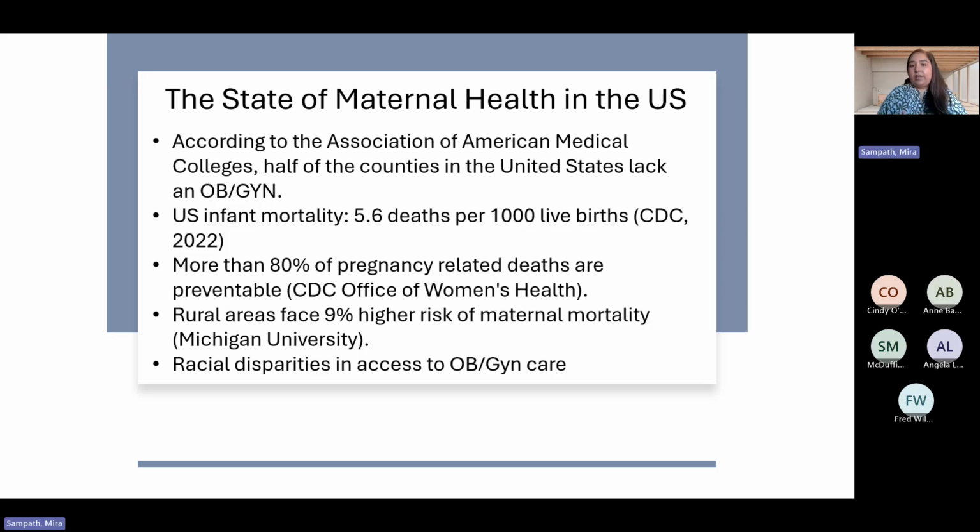To start off, we wanted to give a brief overview of what the state of maternal health looks like in the US. According to the Association of American Medical Colleges, half of the counties in the United States lack an OBGYN. Infant mortality is fairly high, 5.6 deaths per 1,000 live births, according to the CDC. More than 80% of pregnancy related deaths are preventable, according to the CDC's Office of Women's Health. Rural areas face a 9% higher risk of maternal mortality. And there are racial disparities in access to OBGYN care.